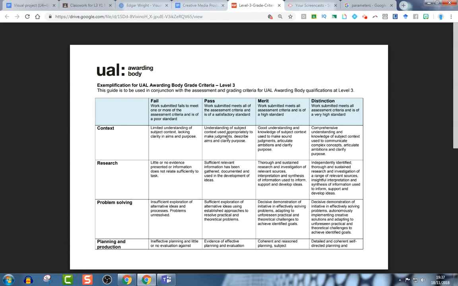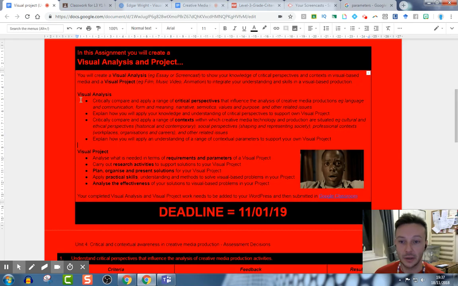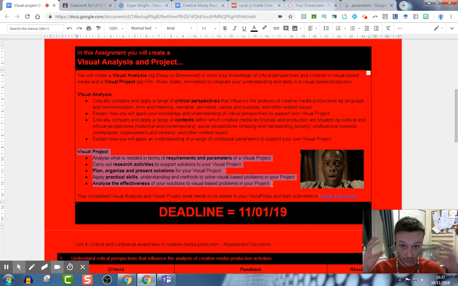Understanding of subject context, so how it's used in industry, how these examples are actually used appropriately, so you can make judgments in your own work. Understanding how it works in industry helps you become a better industry professional, hence why there is this bit here, this analysis. It's about you understanding how it's done in industry. So then when you do your visual projects, you've got this knowledge, you can then apply it. Okay? Right.